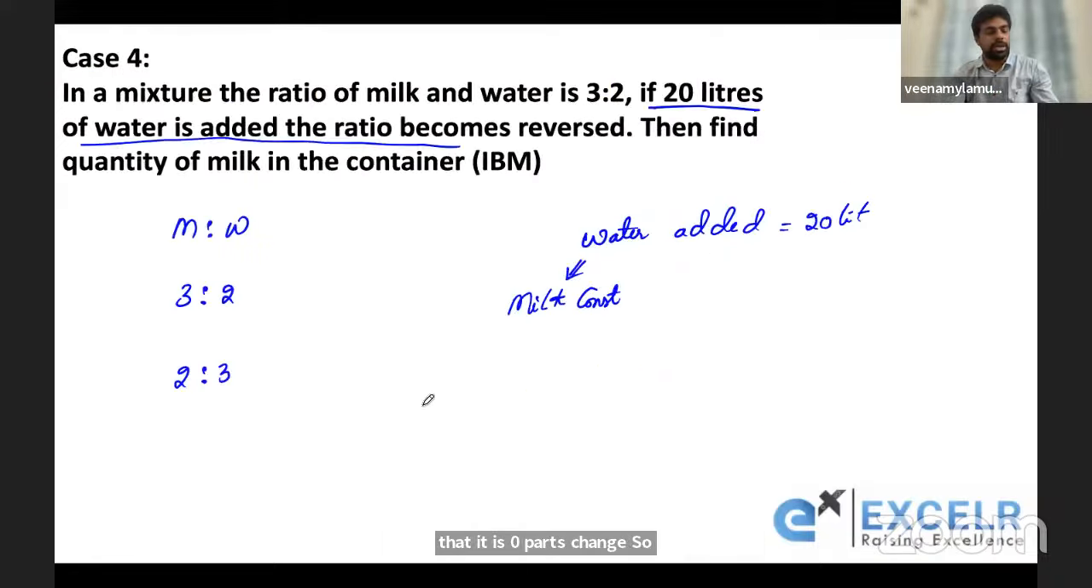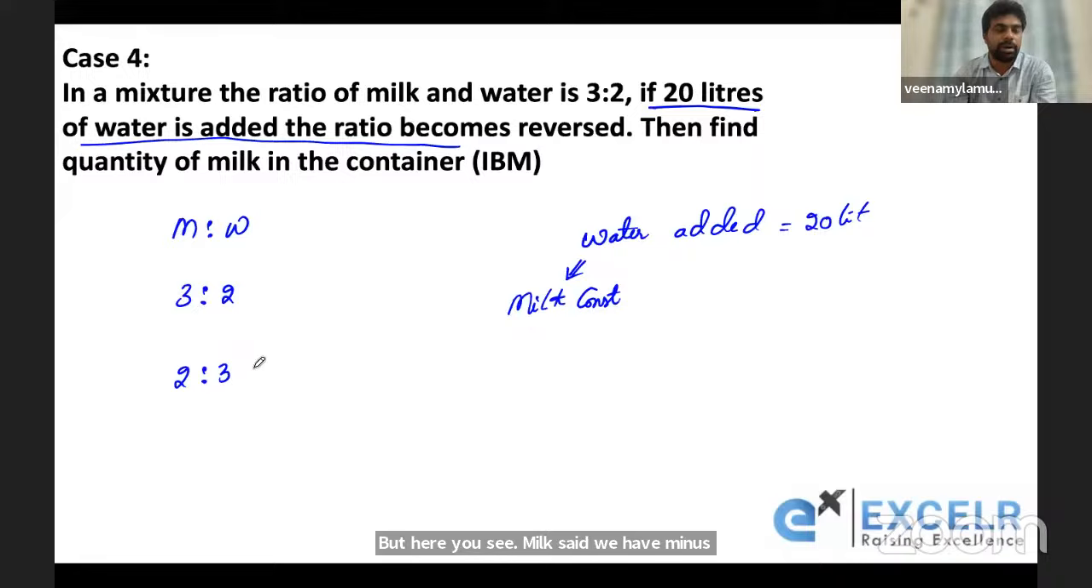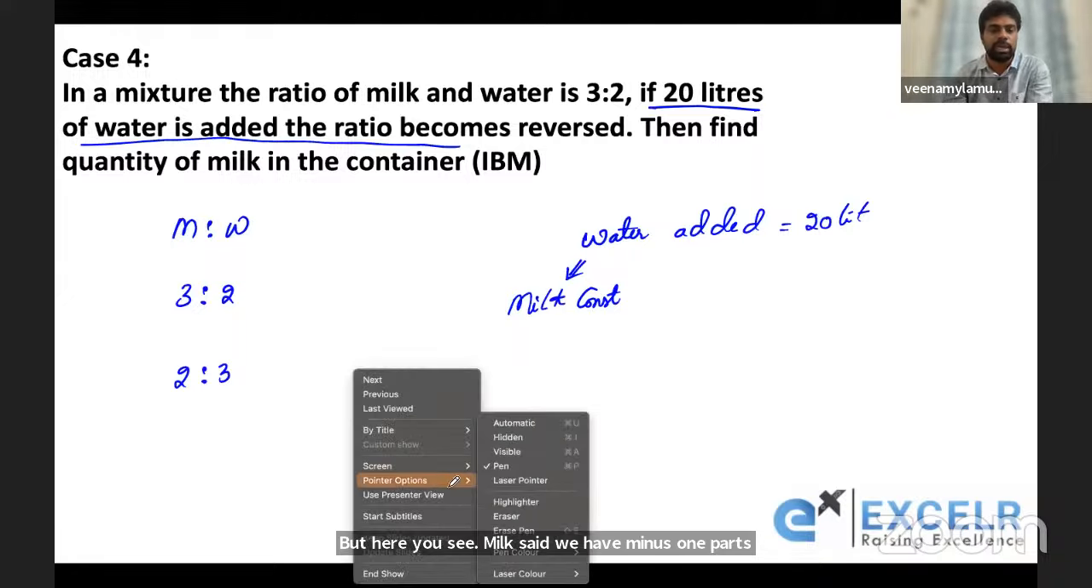So even though water is added, it is not following case 3. According to case 3, if only water is added, only the water side should change. But here, the milk side has minus 1 part and the water side has plus 1 part. So it is not following case 3. Now our task is to convert case 4 to case 3.